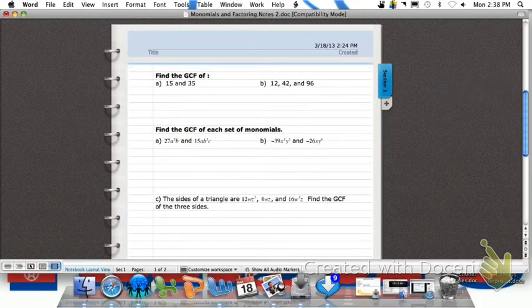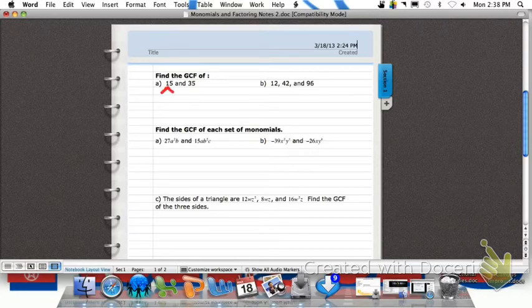So let's look at our next example. It says find the GCF of 15 and 35. So what do they have in common? I want to break these down again, like we've already done in the first one. I'm going to show you the first one the long way, and then we're going to start getting into more mental math, because ideally, by the end of this unit, you want to be able to do this mentally.